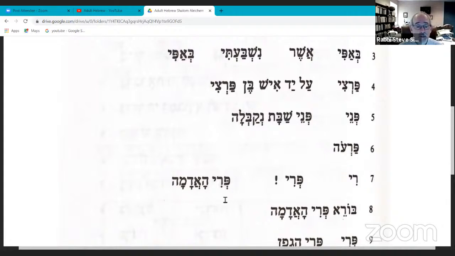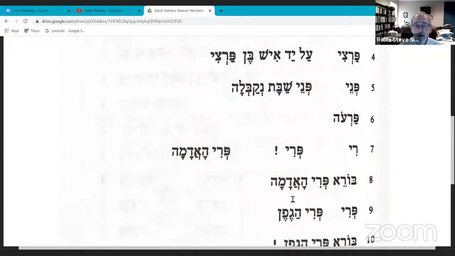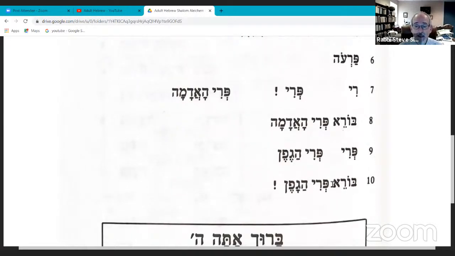Line 7, last two words, peri, ha'adama. Line 8, bore, peri, ha'adama. Line 9, peri, hagefen. Line 10, bore, pri, hagafen.